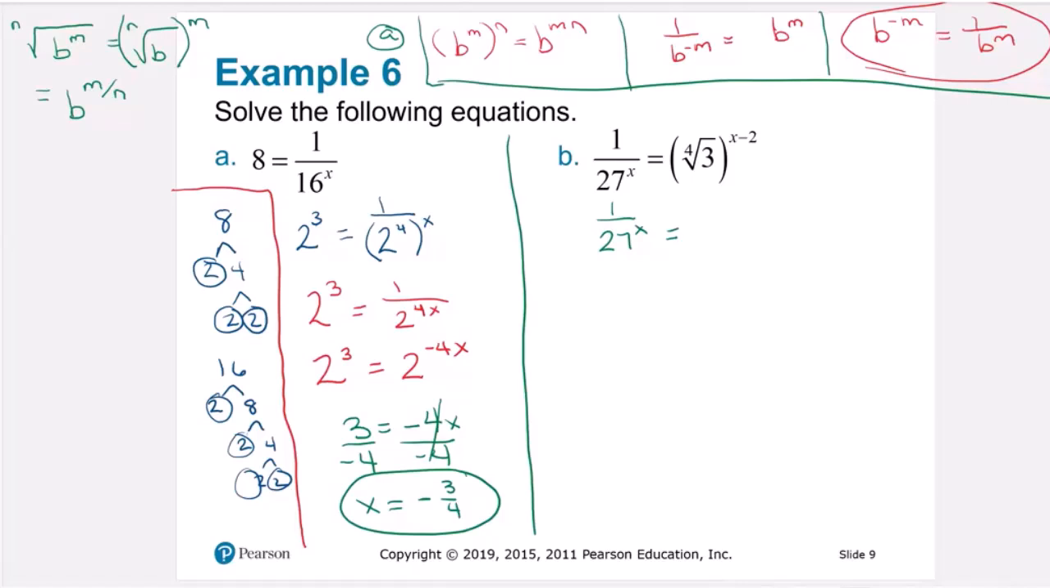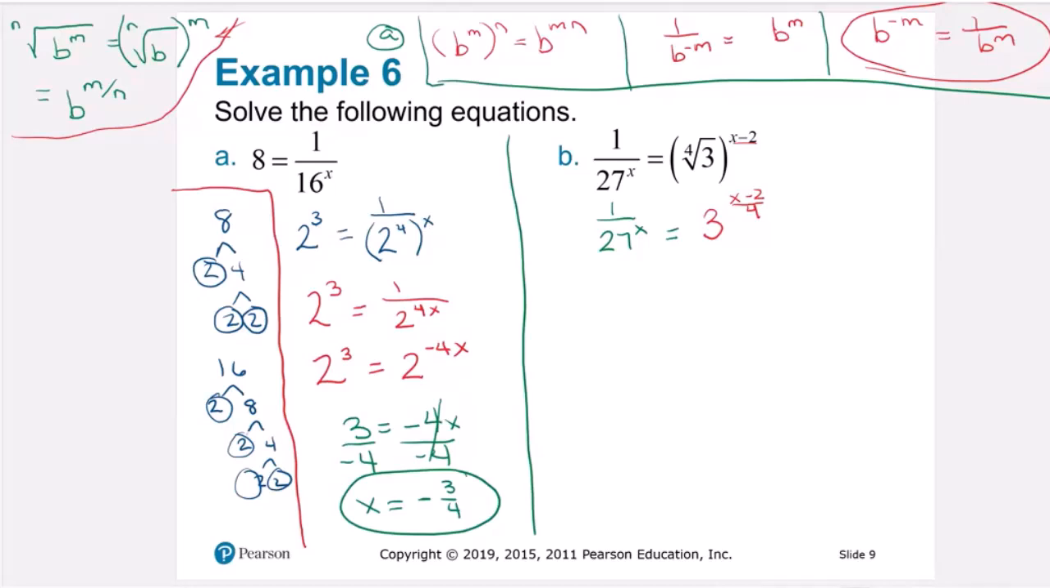Notice I have this form right here. That equals b, which is the base, which is 3, to the index on the radical, which is always the denominator. And then this is the numerator. This is going to be x minus 2 divided by 4. I'm using this rule over here. 3 has got to be the base on the right.